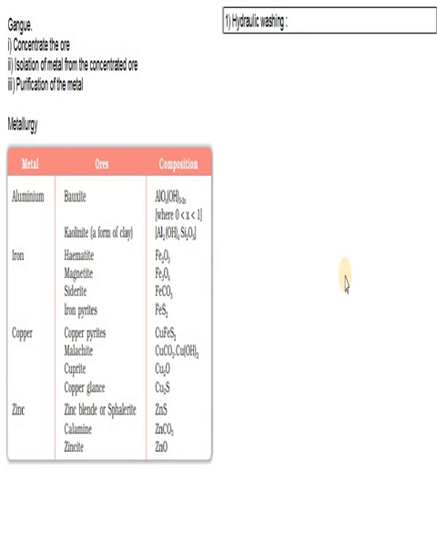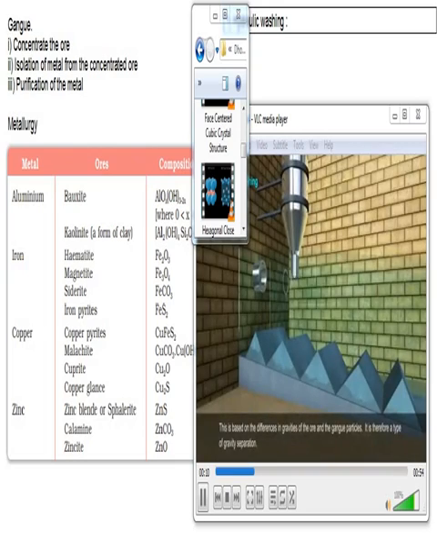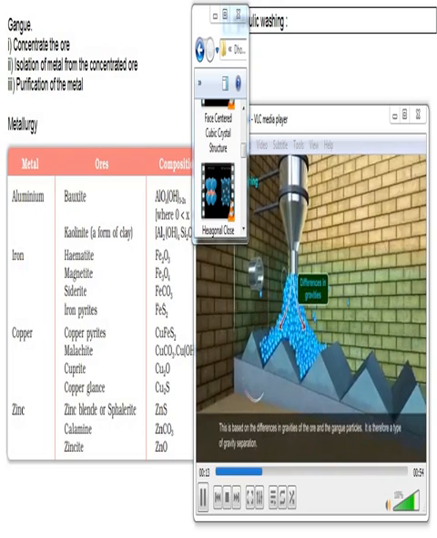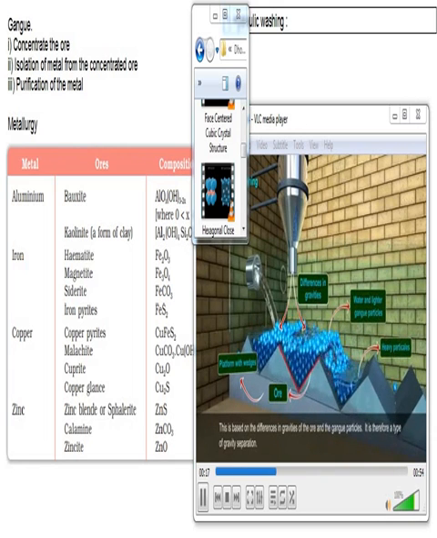Let's try to understand this particular process with a three-dimensional kind of cartoon. This is definitely not my video. I have actually browsed it from the internet. This is based on the differences in gravity of the ore and the gangue particles. It is therefore a type of gravity separation.